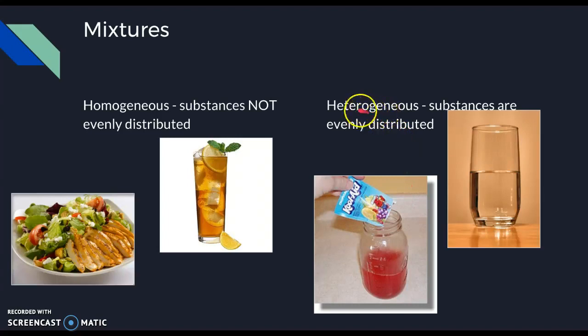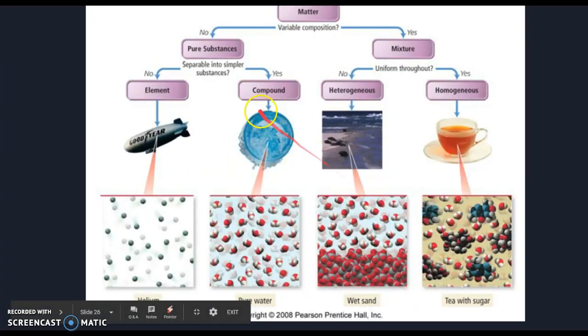So heterogeneous mixtures are different. You can see that. Homogeneous mixtures look the same. We've combined them, like the Kool-Aid down here, combined with the water and the sugar and the little powder to make a homogeneous mixture.